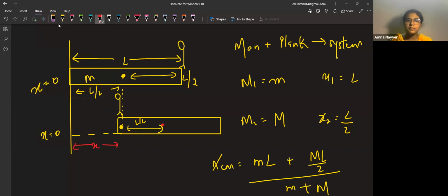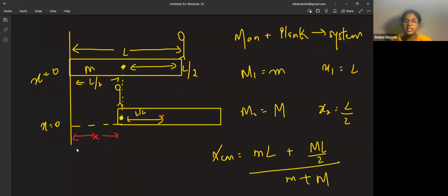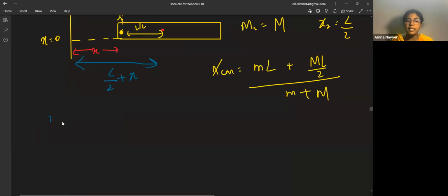What you have studied in this part, what is the difference that is coming? The difference is just that this entire separation is not just L by 2 this time, it is L by 2 plus x. So what will be again? I'm writing M1 will be the mass of the man. What is the separation of the man from the origin? The man is at the edge, so this is x. So x1 will be x, right? The man is at this edge.